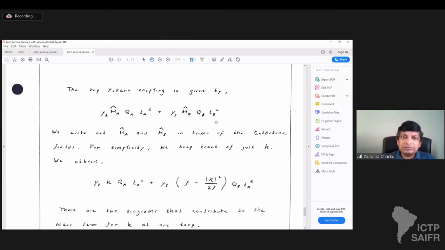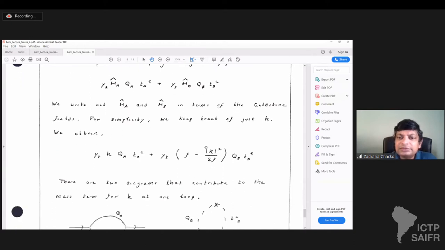So this is the top Yukawa coupling. It has a nice A to B symmetry, which means this y_t is equal to that y_t. Now expand out H_A and H_B in terms of the Goldstone fields, and I'm just going to keep track of that little h. Here's what you get: something just like the usual top Yukawa coupling, and then a funny, non-renormalizable coupling of h to the mirror top quarks, to the mirror colored quarks.